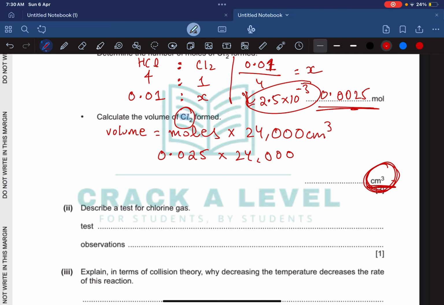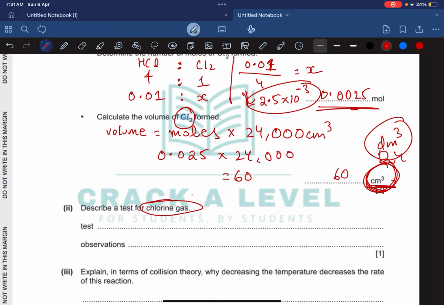अब यही अगर dm cube होता तो फिर we would have only taken 24, but not cm cube, so we have cm cube, so we have taken 24,000. So multiplied by that, and that's going to give you 60 cm cube. Okay, let's move on. Describe a test for chlorine gas.